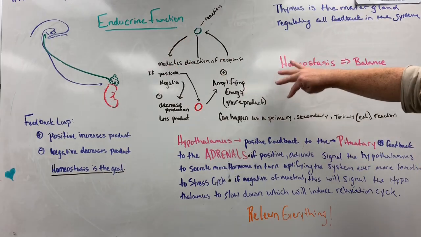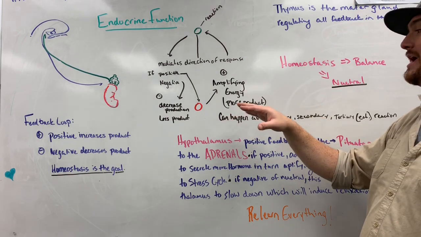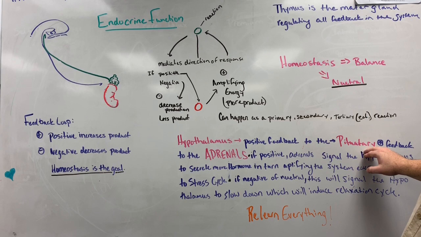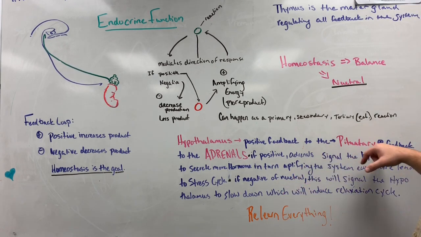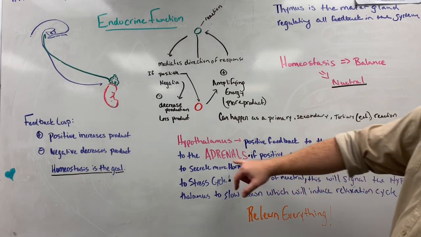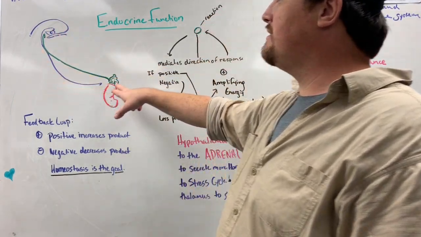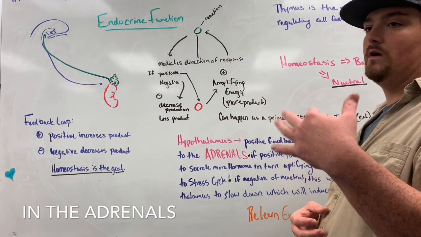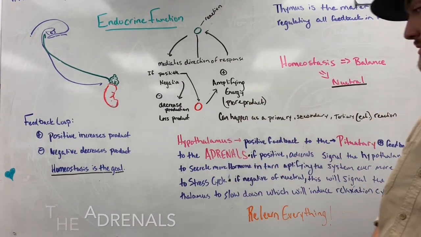Positive feedback to the pituitary, so we are amplifying, we have more energy, more product. The hypothalamus sends a positive feedback to the pituitary. The pituitary is going to send a positive feedback to the adrenals, right? So hypothalamus to pituitary, down to the adrenals. This is where the response either builds or relaxes. So I got two options.